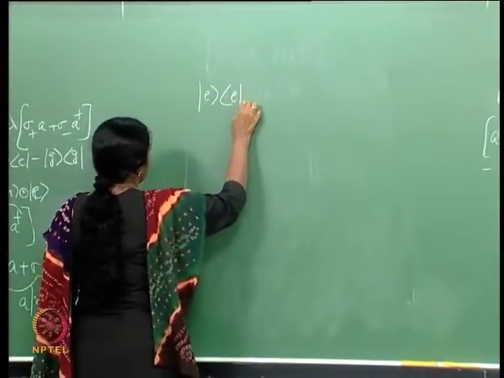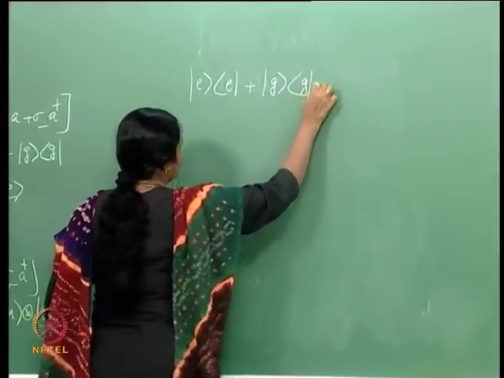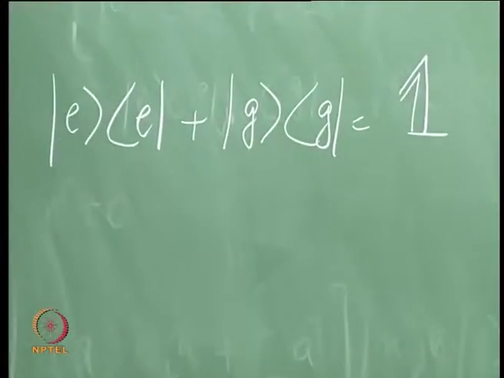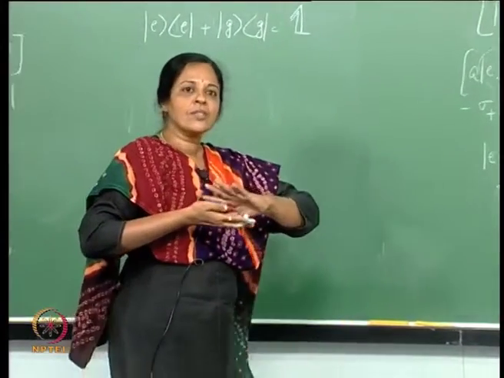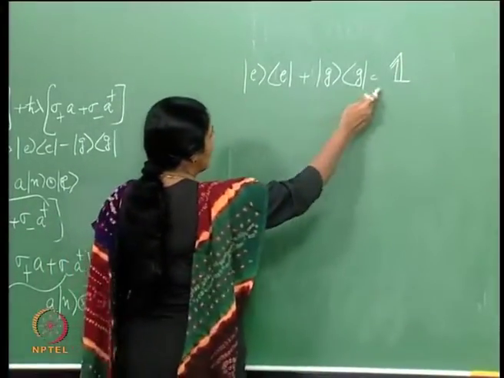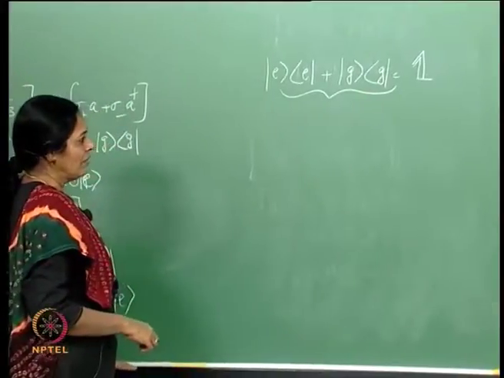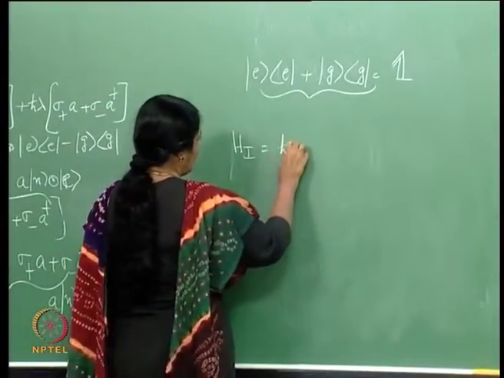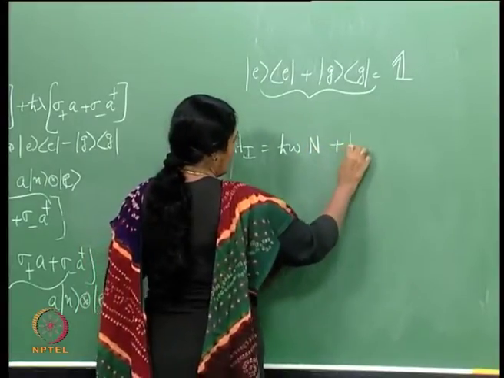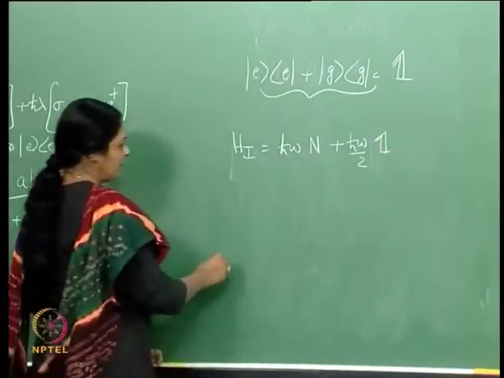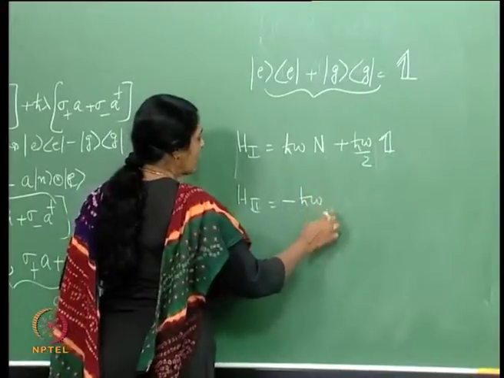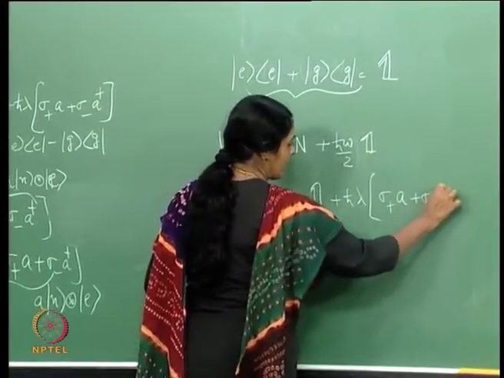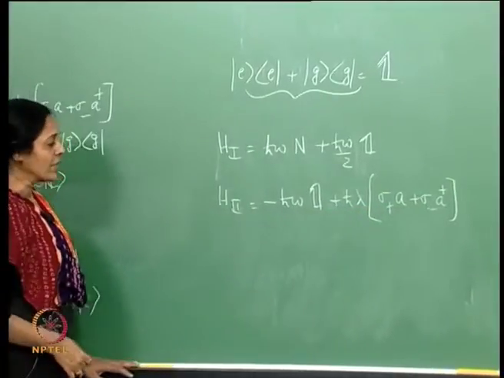Of course, there is an expansion for the identity operator in this manner, because recall that there are only two states, it is a two-level atom effectively. This is not perturbation theory. The population transfer is primarily between two levels, and therefore I have this identity. I now define a Hamiltonian H1, h cross omega N plus h cross omega by 2 identity, and another Hamiltonian H2, which is minus h cross omega identity plus h cross lambda sigma plus a plus sigma minus a dagger, the familiar interaction term of the Jaynes-Cummings Hamiltonian.